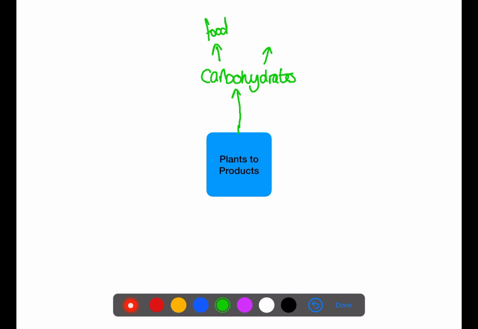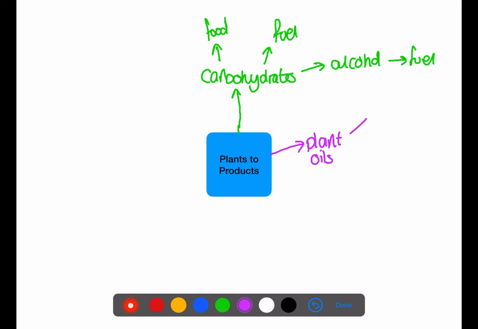We can also use carbohydrates as fuels. And as we've studied previously, we can use fermentation to turn the sugar in carbohydrates into alcohol. We can also use distillation to make more concentrated alcohol. Alcohol can also be used as a fuel. Another use of plants is for plant oils, such as sunflower oil and rapeseed oil. We can use plant oils as fuels, and we can also use them for food.